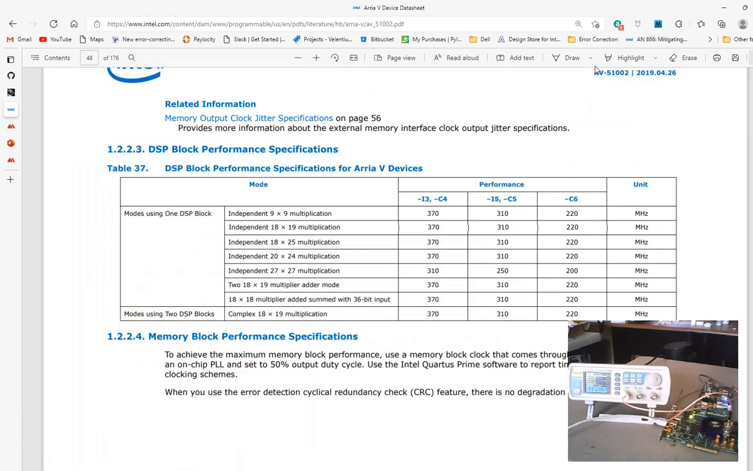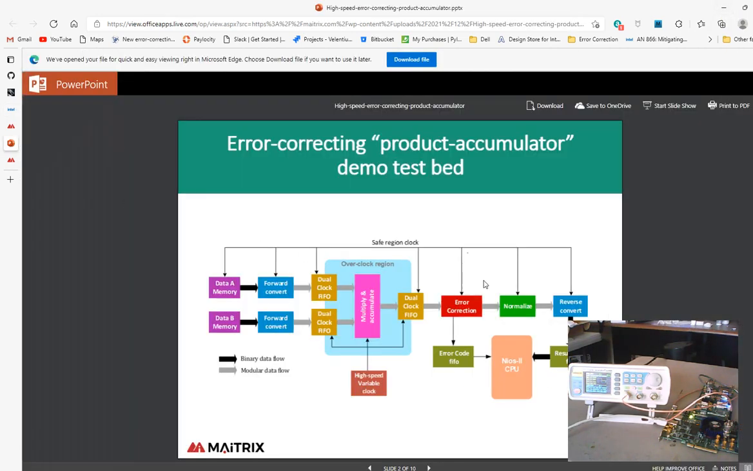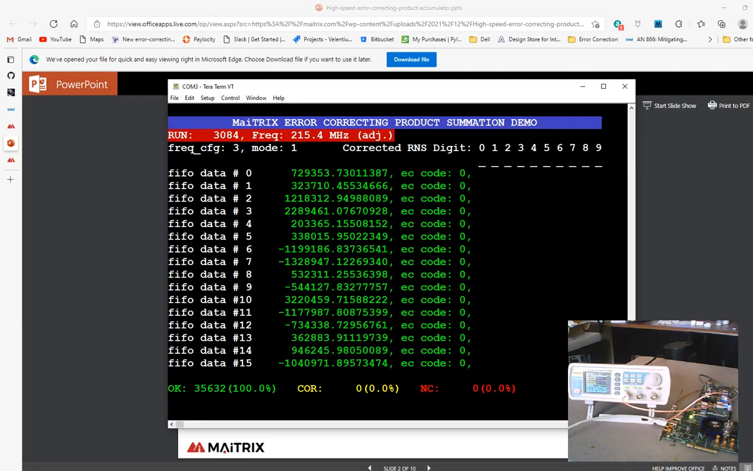Okay, so it's important to understand that. Our reports say that we can run up to about 250 megahertz, and the top speed of the DSP block is 370 megahertz. Okay. All right, returning back to our product accumulation pipeline, now I'll go ahead and put up our error correction demonstration.